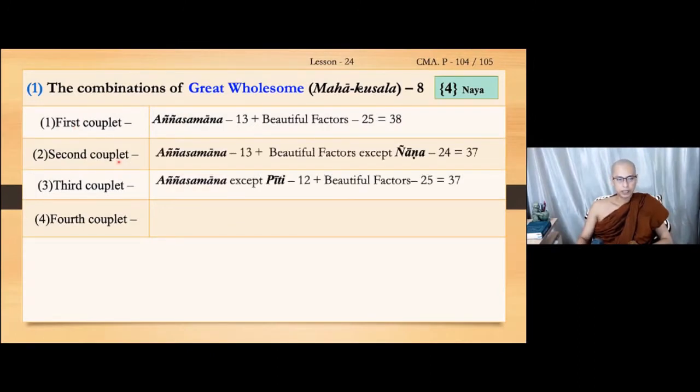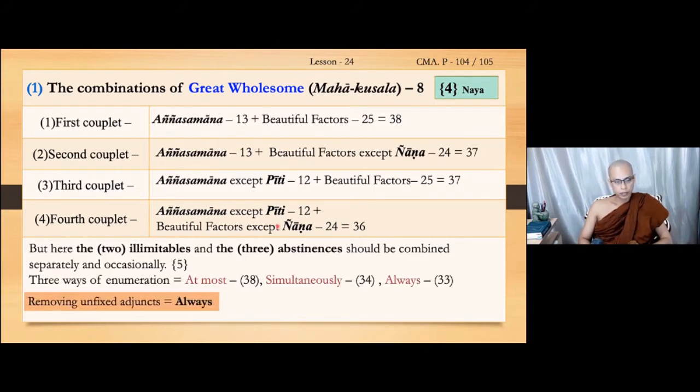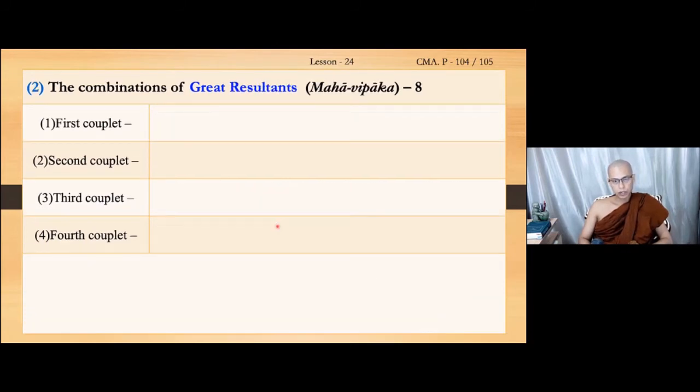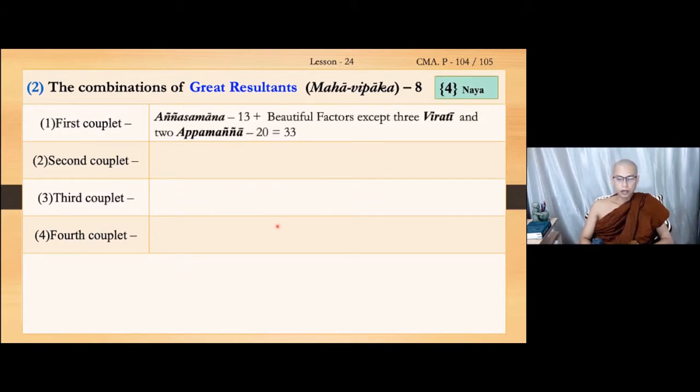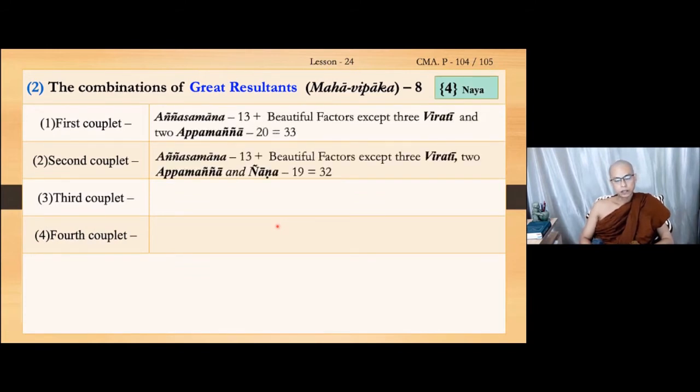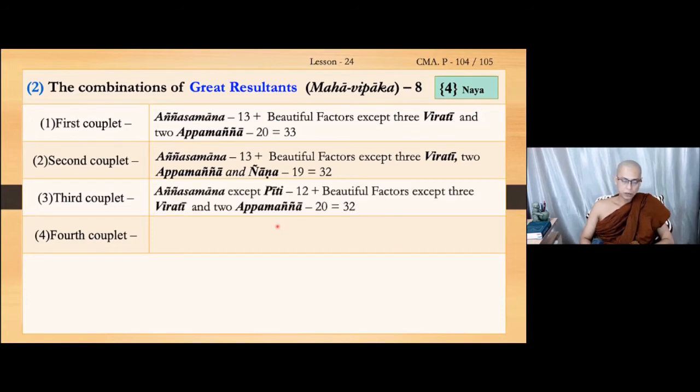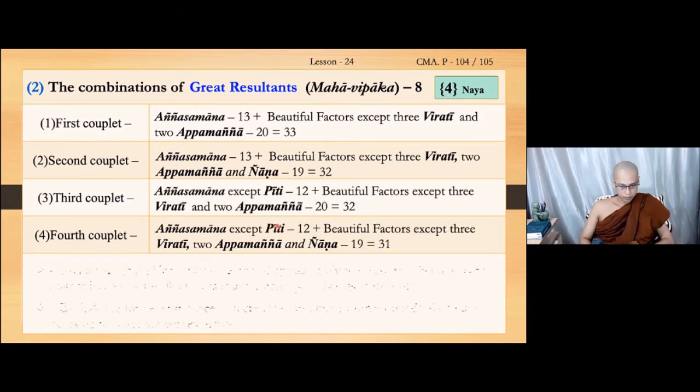Second one, except jnana, like this. And the third couplet, upekkha sahagata, because they are upekkha sahagata, without piti. And the fourth, upekkha sahagata and jnana vippayutta, without piti and jnana. In the same way, we already know the specific mental factors for each consciousness.